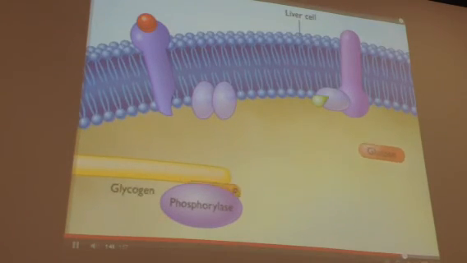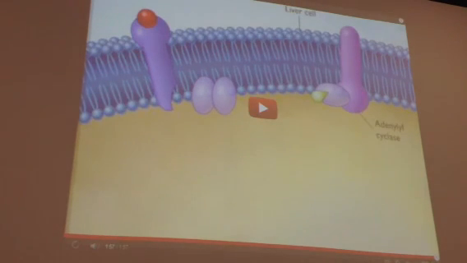Through this multi-step mechanism, epinephrine causes the liver to secrete glucose into the blood during the fight or flight reaction. So the phosphorylase in the liver cell may be different enzymes in other cells. Okay?